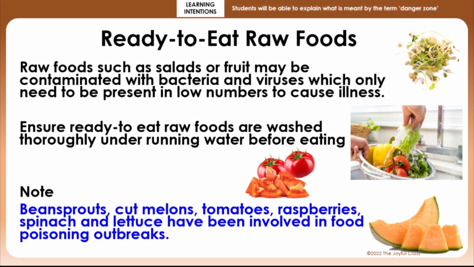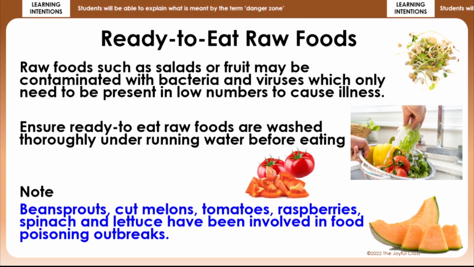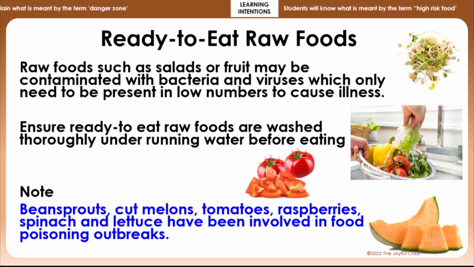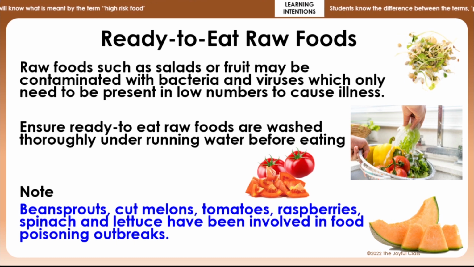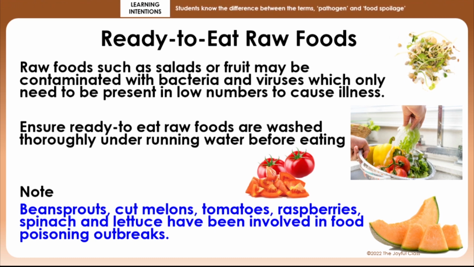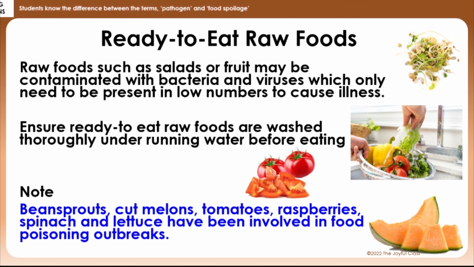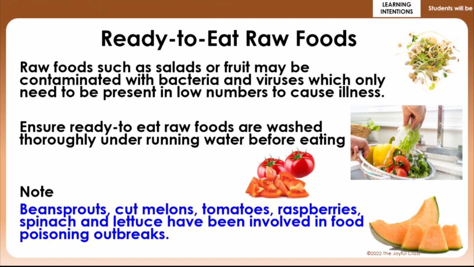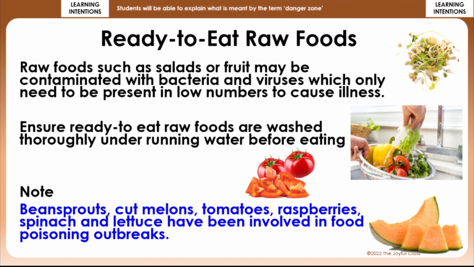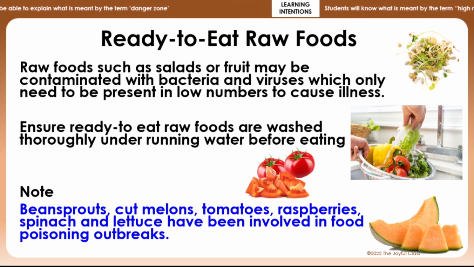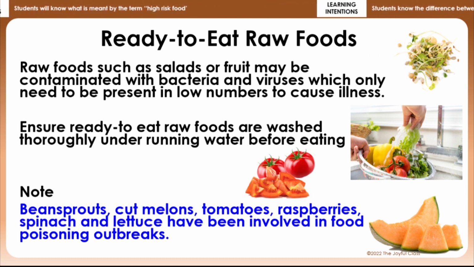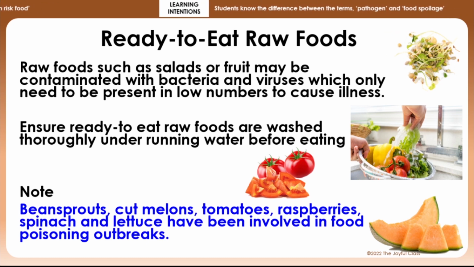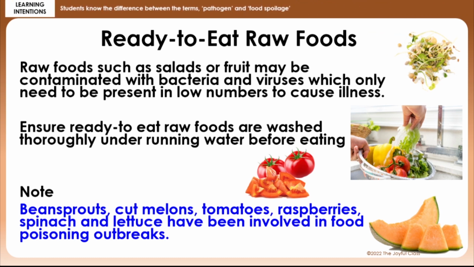Ready-to-eat raw foods such as salad or fruit may be contaminated with bacteria and viruses, which only need to be present in low numbers to cause illnesses. You should ensure ready-to-eat foods are washed thoroughly under running water before eating. And you must note that bean sprouts, cut melons, tomatoes, raspberries, spinach and lettuce have all been involved in food poisoning outbreaks. Therefore, you must wash them thoroughly under the running tap.